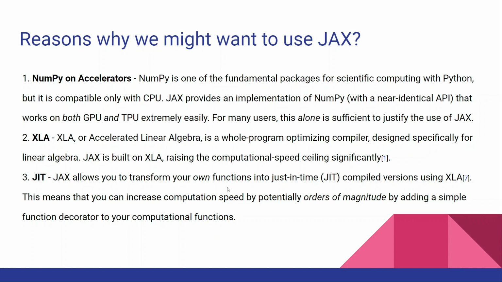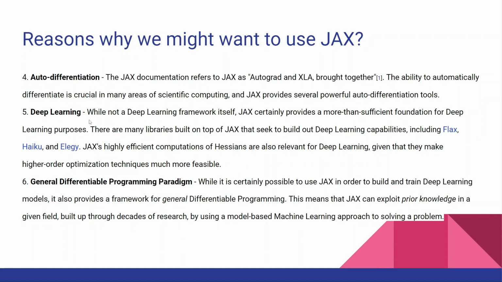JAX allows you to transform your own functions into just-in-time compiled versions using XLA. This means you can increase computation speed by orders of magnitude by just adding a function decorator to your computation functions. And auto differentiation: JAX is referred to as Autograd and XLA brought together, with the ability to automatically differentiate in crucial areas of scientific computing, and it provides powerful auto differentiation tools. We are going to look at each one of these in detail in the follow-up lecture. Here it's just giving an overview of why you should consider learning JAX.